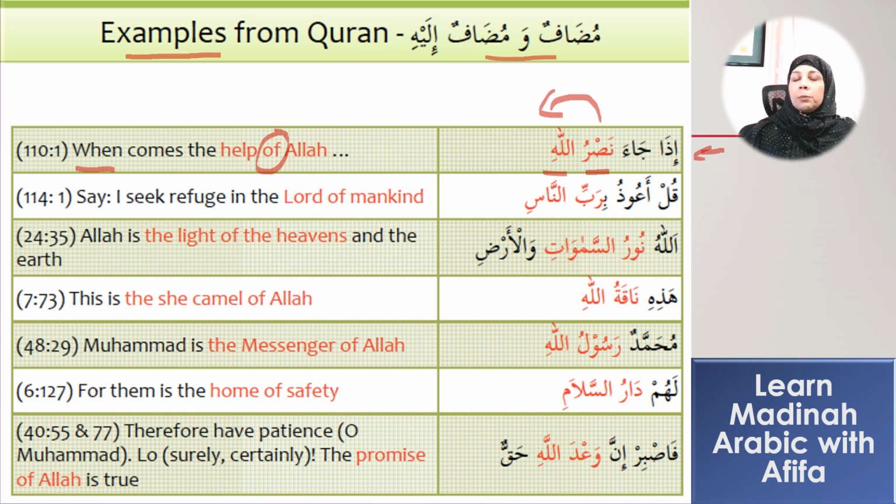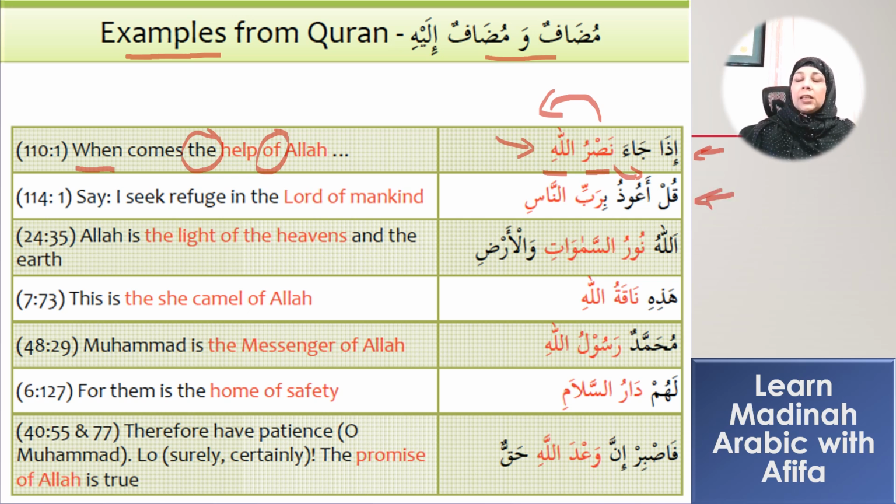So here we observe that the Allahi is majroor with the kasra because it is mudaf ilayhi, right? And we also note that the Nasr is not going to have the al in front of it, but you can see in the translation it is definite, the help of Allah. So the mudaf is definite by its position because the mudaf ilayhi is definite, right? We're talking about the help of Allah.